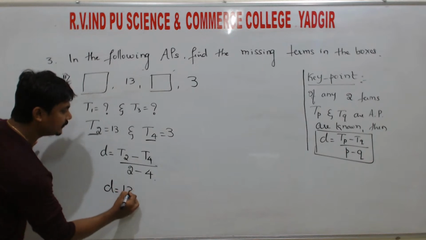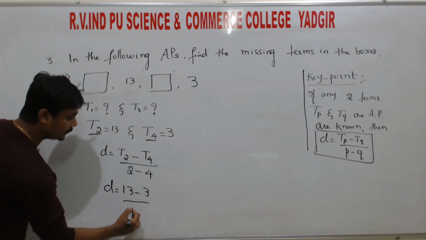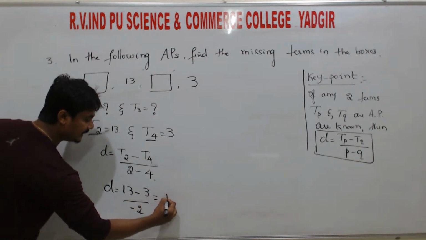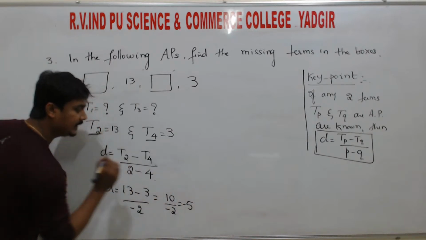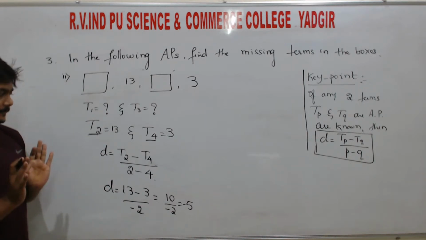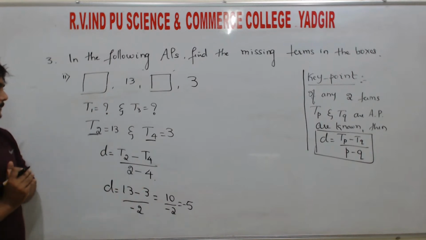So what is the T2 value? 13, minus what is the T4 value? 3, divided by 2 minus 4, which is minus 2. So 13 minus 3 is 10, divided by minus 2, which is our minus 5. So this is how we get the D value in this problem. Right? Is that clear? Okay.